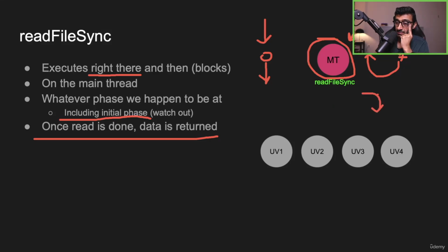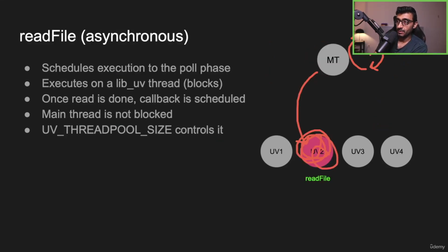Unlike the event loop, I'm blocking the loop here. So if I'm in the timer phase and I do a readFileSync, the timer phase will block the execution until readFileSync is complete, and then I'm going to move to the next of the phases. Well, here I can just, boom, move on with my loop.